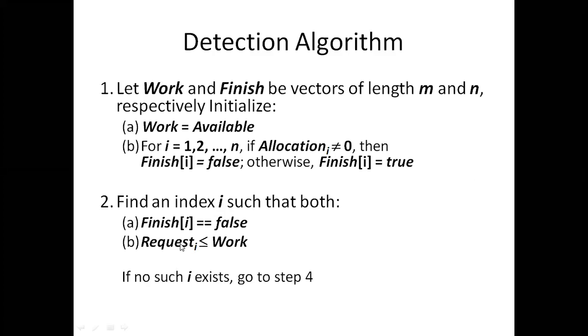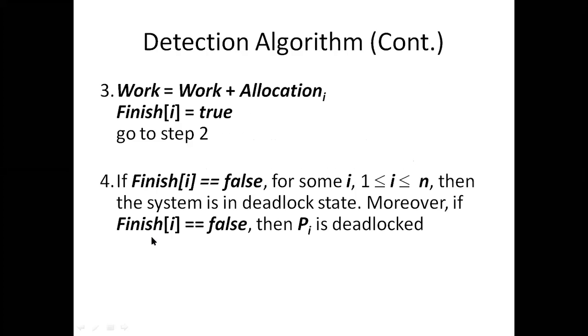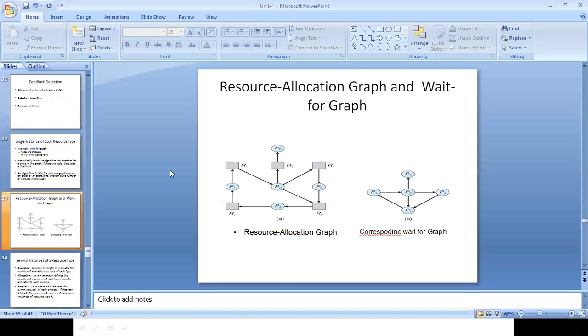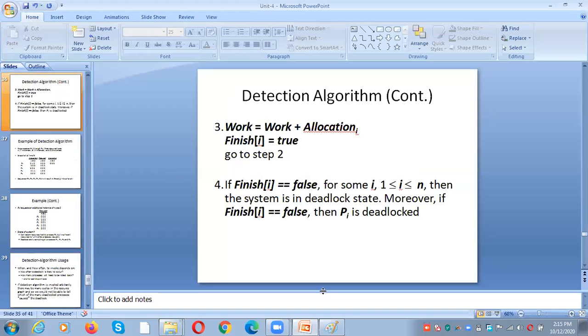For example, if a process is requesting resources which are less than available, then automatically what do we need to do? We need to go to step 3. So we will allocate the resources to the process. Initially work means available, and work plus allocation. Work equal to work plus allocation means, I will let you know what is work equal to work plus allocation.